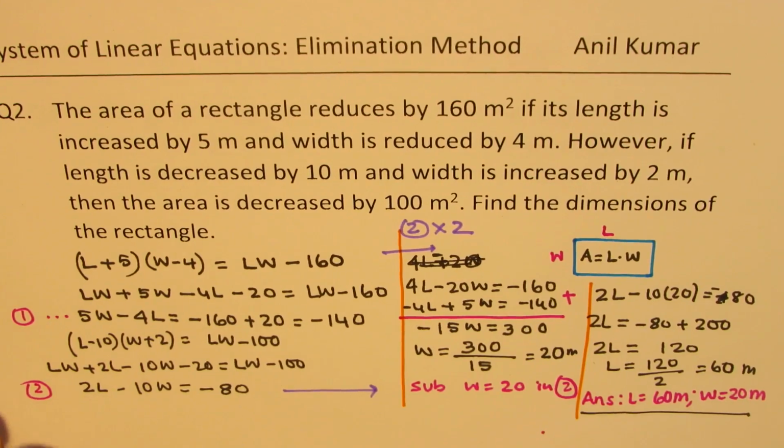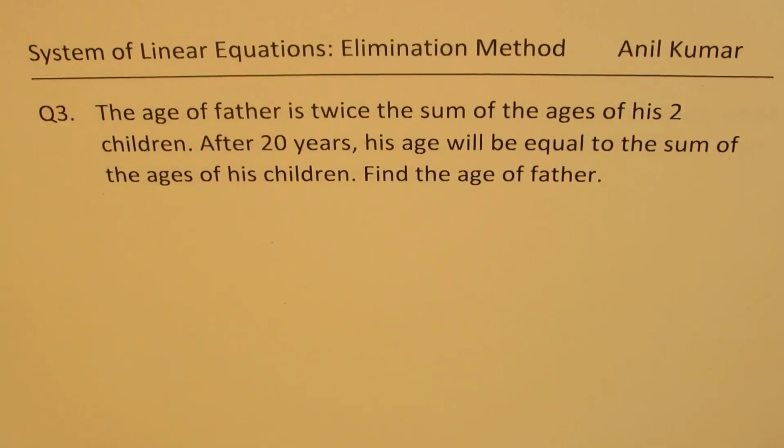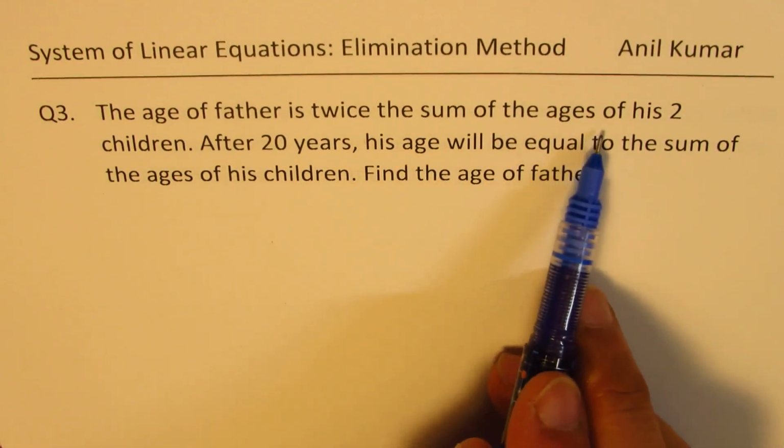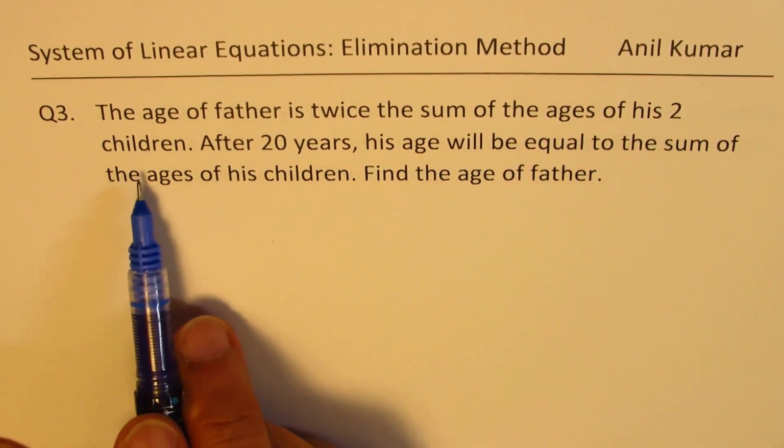Now let's take question number 3. Question number 3. The age of father is twice the sum of ages of his 2 children.